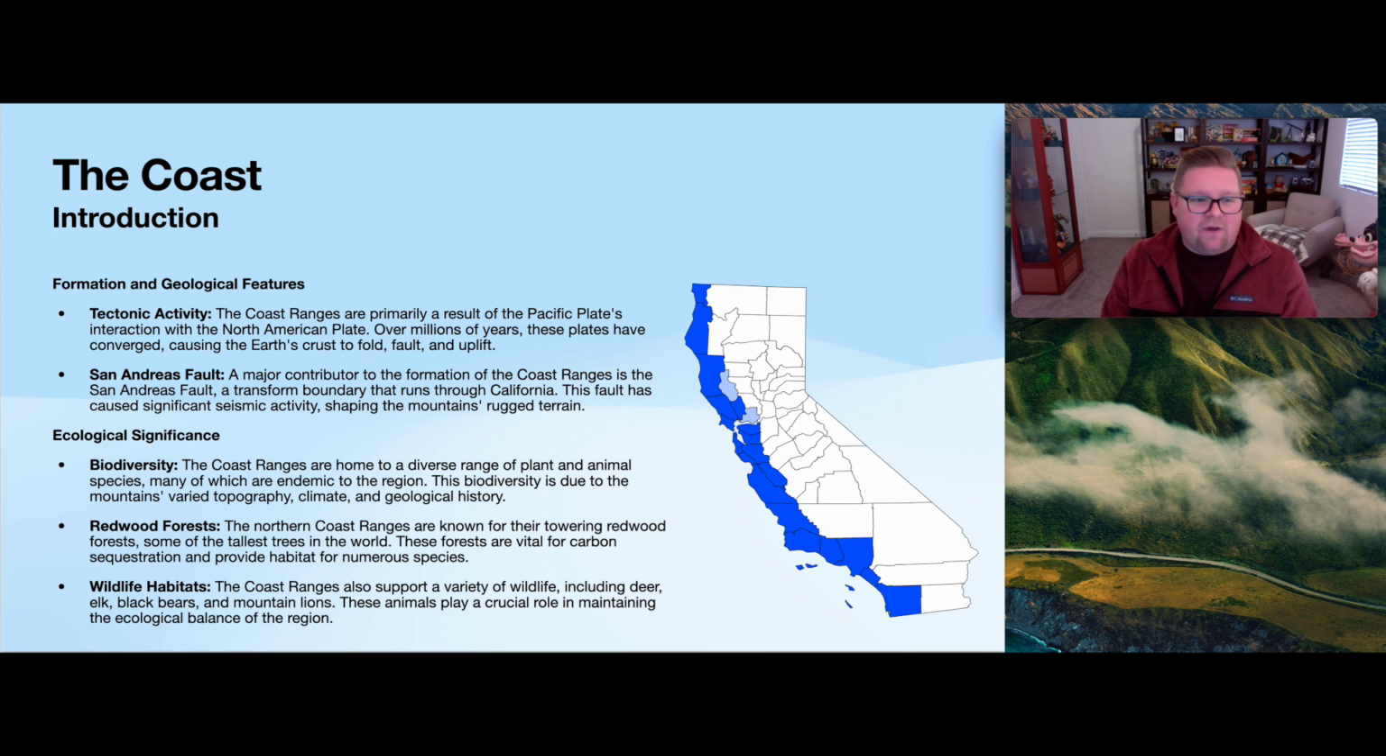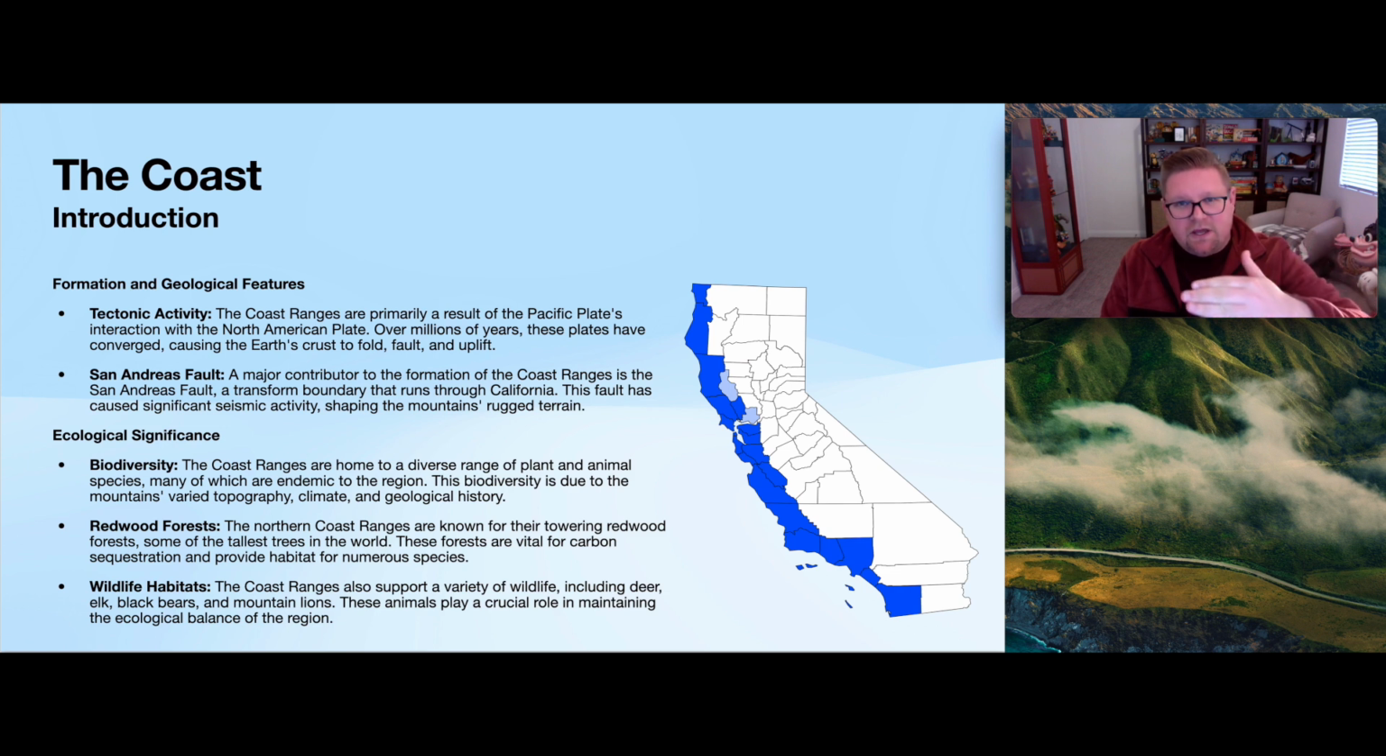We also have the Redwood forest, which has some of the tallest trees in the world. And we have a ton of wildlife habitats along the coastal range, including deer, elk, black bear in the north, and mountain lions. We have a very unique biodiverse background and ecological system, wetlands, tons of wetlands and crawfish within the southern coast. So we're very unique.